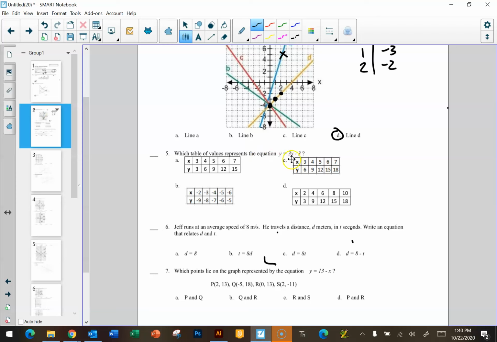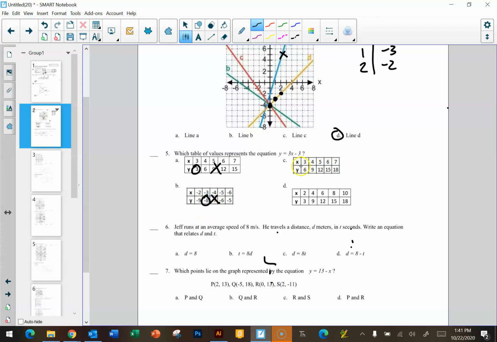If x is 3, y equals 3 times 3 is 9, minus 3 is 6. So this one fails already. Let's look at B. If x is negative 2, 3 times negative 2 is negative 6, minus 3 more would be negative 9. That one checks out. 3 times negative 3 would be negative 9, minus 3 more would be negative 12. So now that one doesn't check out, because this value, the negative 8, doesn't work.